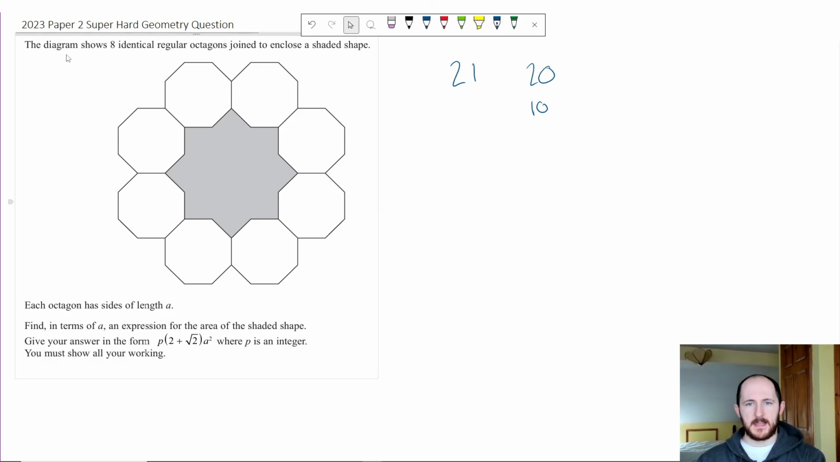So let's read this. We have 8 regular octagons joined to enclose this kind of weird star shape in the middle. Each octagon has a side length A. Find, in terms of A, an expression for the area of the shaded shape. Give your answer in the form shown. So they've shown what the answer is going to look like, where P is going to be some kind of integer. We have the 2 plus root 2, then we have A squared as well.